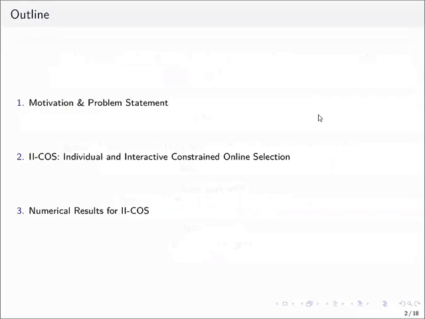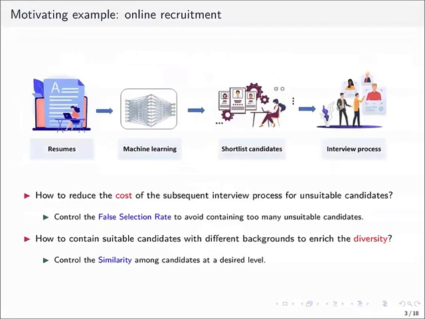I'll introduce our work in 3 parts. Let's begin with a motivating example.